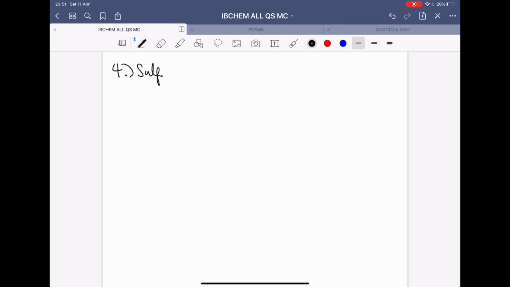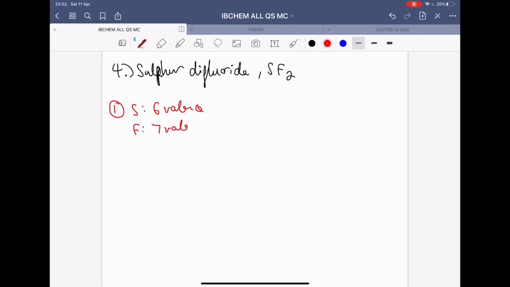I'll give you one last question to practice. And this one is going to be sulfur difluoride, SF2. So step 1, the valence electrons. Sulfur has 6, fluorine has 7. Step 2, the ball and stick diagram.